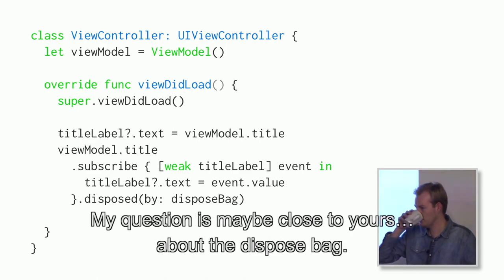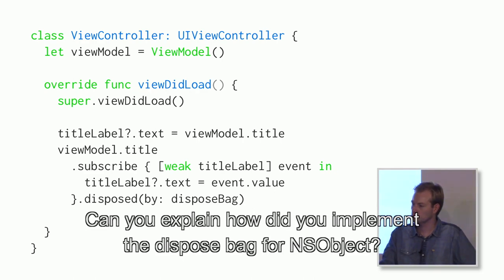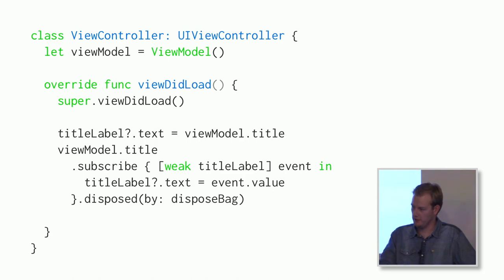Actually, my question is pretty close to yours, about the dispose bag. Can you explain how you implemented the dispose bag for NSObject? Using the Objective-C extension, or whatever they're called. Associated object, yeah, of the Objective-C runtime. Is it lazy initialization? Yes, it's lazy. The first time you ask for it, it gets created, and then it's retained as long as the object exists. Or you can even overwrite the dispose bag with a new dispose bag, and that clears out all the previous subscriptions.